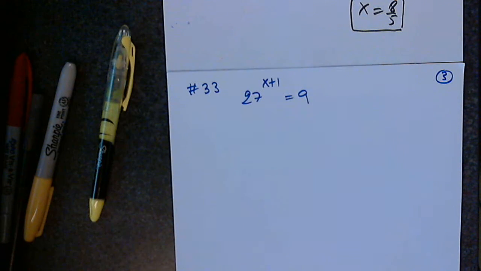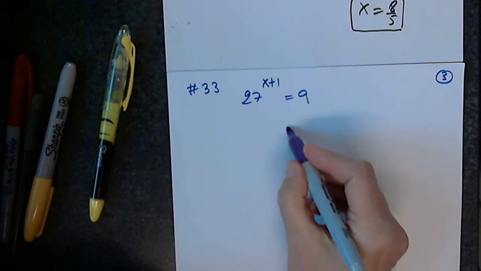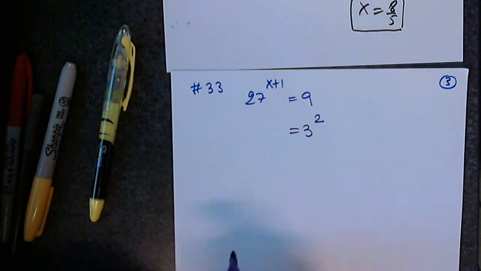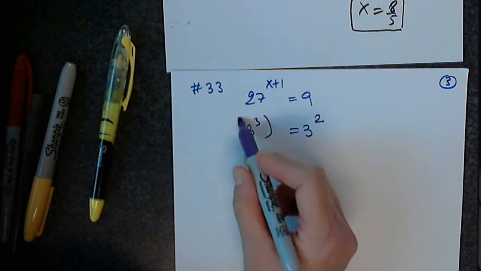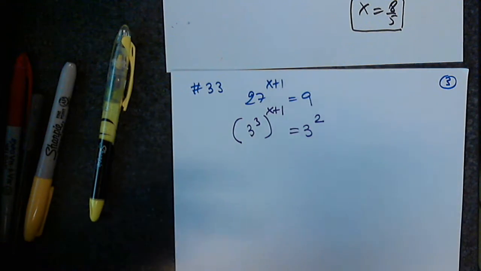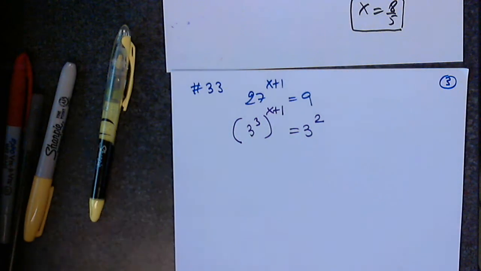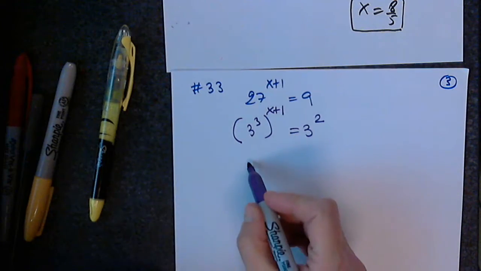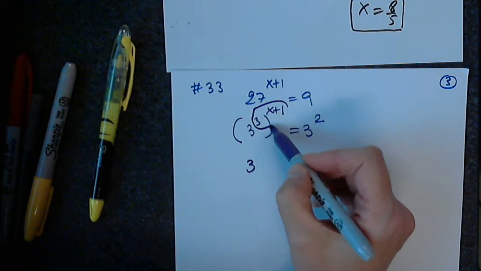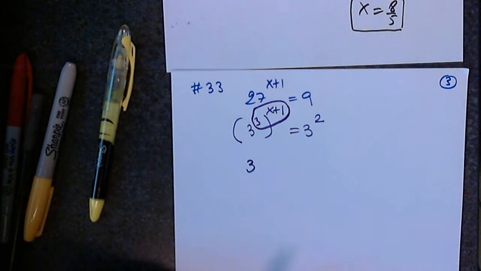Each of them will have the same base. Yes, so 9 will be 3 to the second, and 27 will be 3 to the third. Do you all agree with 3 to the third raised to the power x plus 1 on the left-hand side, and the right-hand side, 9 being 3 squared? Perfect. It's not yet done. I have to copy the base and I have to remember what to do with these exponents.